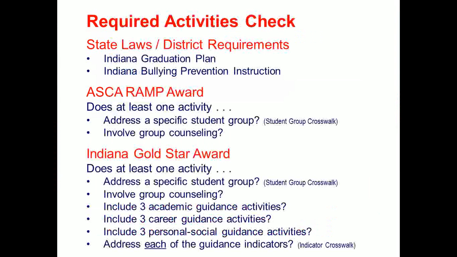So then for Gold Star, if you're an Indiana school, at least one activity must address a specific student group and involve group counseling. You need to have at least 3 academic guidance activities, at least 3 career guidance activities, and at least 3 personal social guidance activities. And you need to have activities that address each of the Indiana student standards for guidance. And the indicator crosswalk will help you determine if you've got that. So you can see a lot of this, again, is about designing activities, but then checking to see if you have the right activities to accomplish what you want to accomplish.